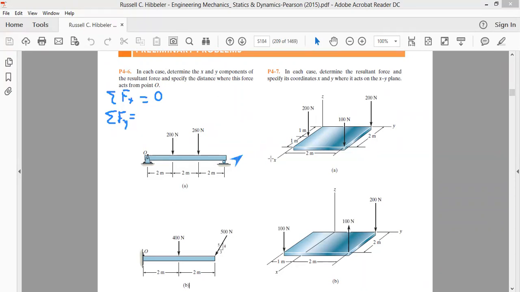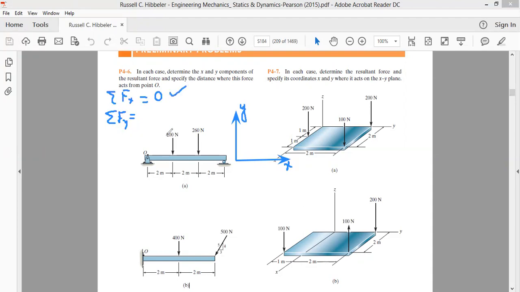Let's say this is our x-axis, and let's call this our y-axis, though we are free in selecting the x and y axes. So this is our y-axis, and this is our x-axis. We don't have any force acting along the x-axis. The summation of all forces acting along the x-axis is 0.